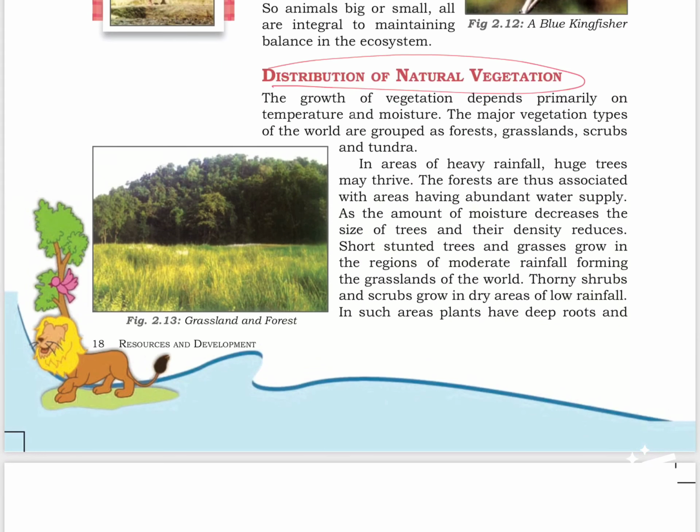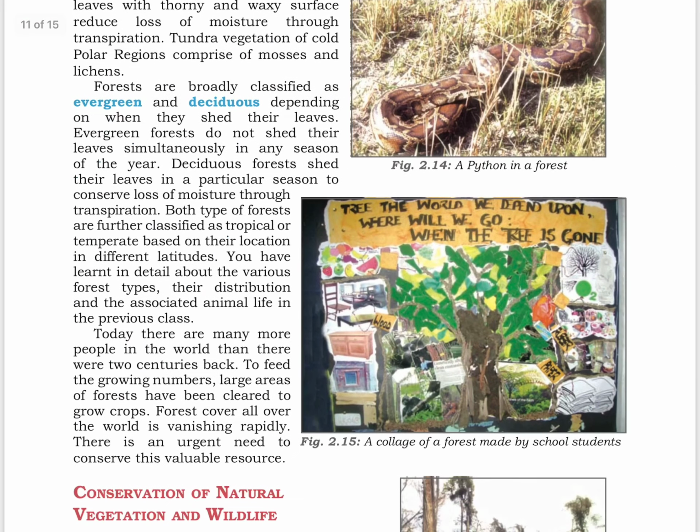Next, we have distribution of natural vegetation. The growth of natural vegetation depends primarily on temperature and moisture. So, major vegetation types of the world are forests, grasslands, scrubs and tundras. Forests are broadly divided into evergreen and deciduous forests depending on when they shed their leaves.